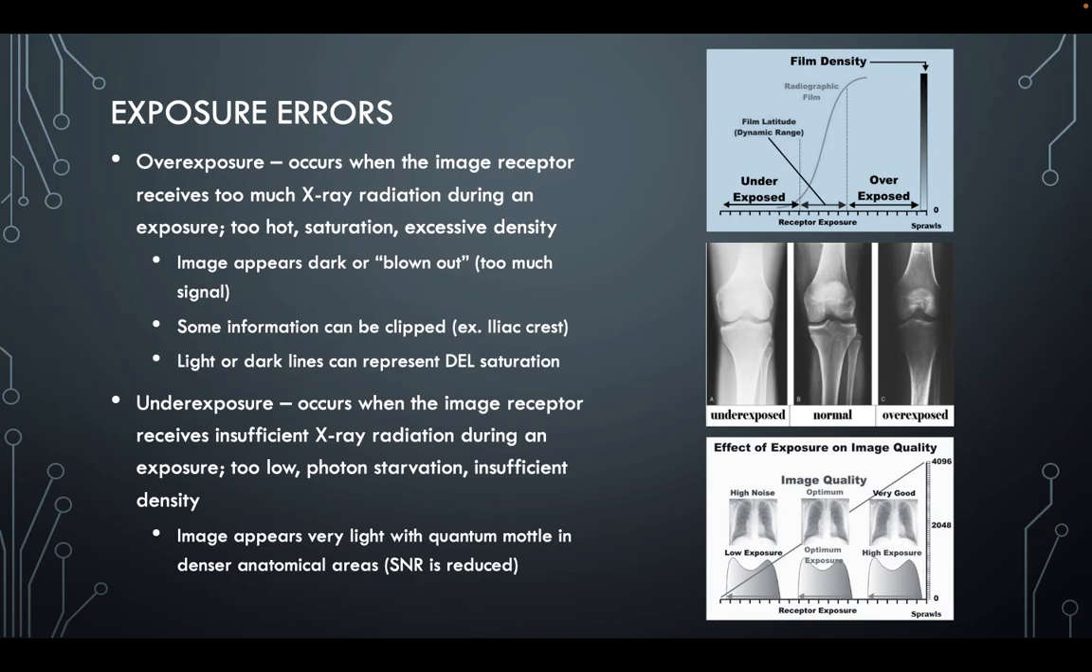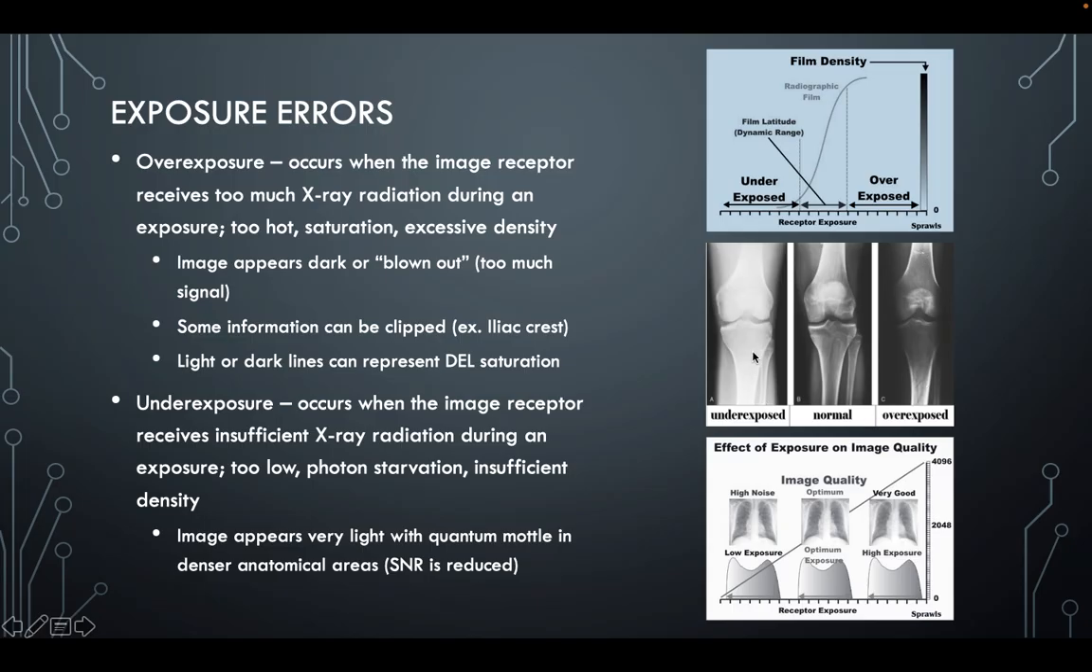Underexposure occurs when the image receptor receives insufficient signal. So not enough X-ray, and it's too low: photon starvation, insufficient photon density. The image appears very light with quantum mottle in denser anatomical areas, or SNR is reduced. So if we look over here, here's my normal knee X-ray, then this is underexposed, way too light. There's going to be quantum mottle if I zoom in on that. And then this is going to be overexposed.